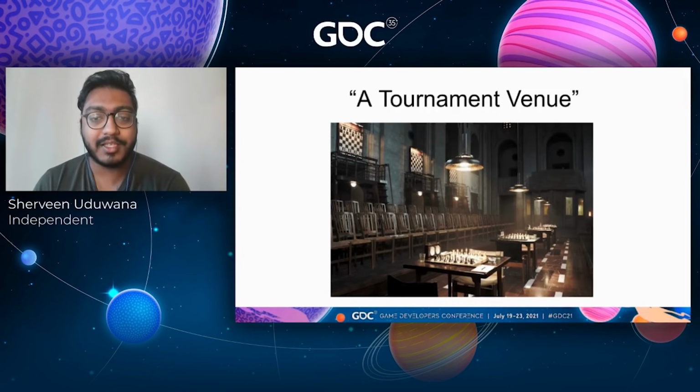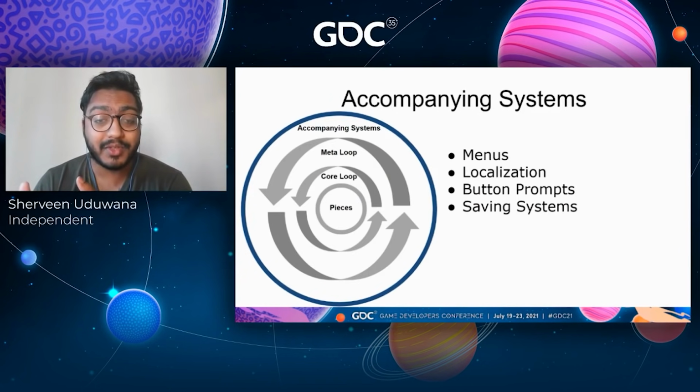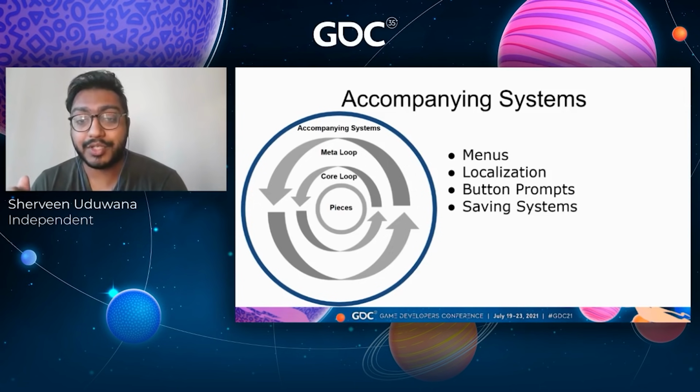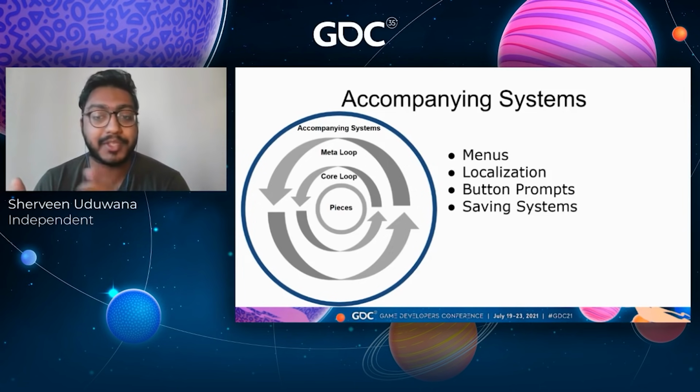And then you have accompanying systems, which I think of as a tournament venue, right? This doesn't necessarily even have to be used for chess, this building or whatever. So these are things like your menus, localizing for different languages, button prompts, saving systems. These really could go in any game, but are pretty much needed for whatever game you're making.